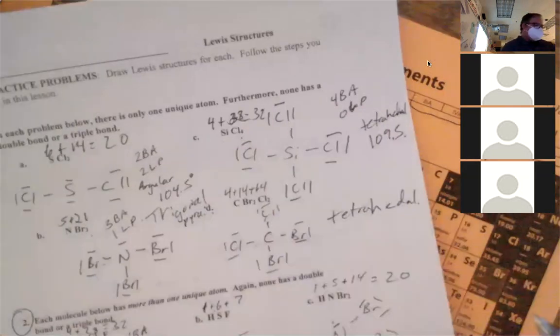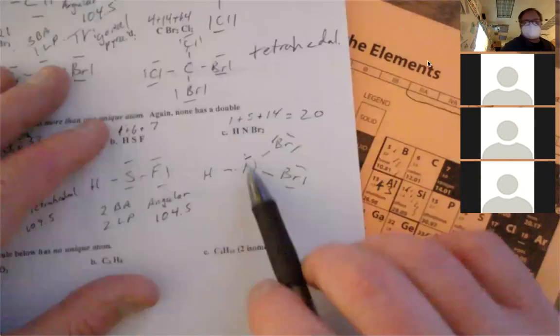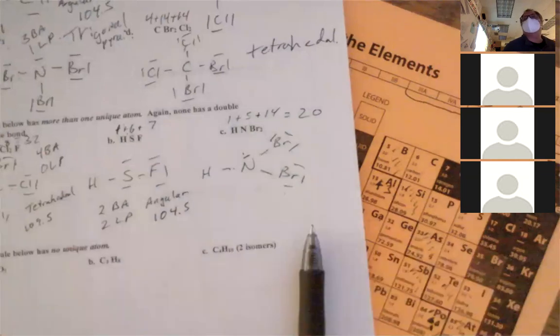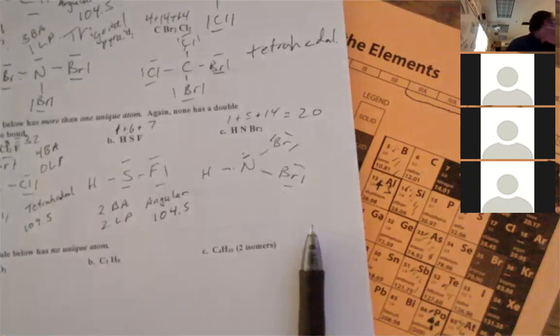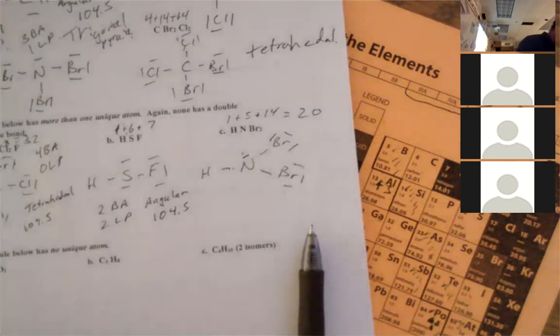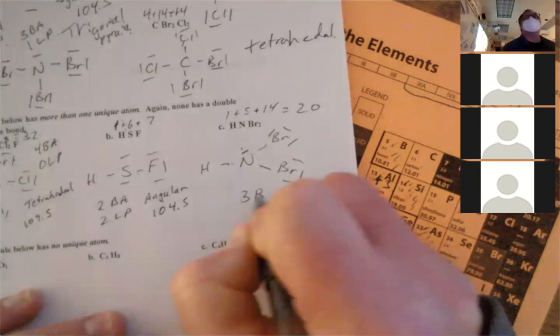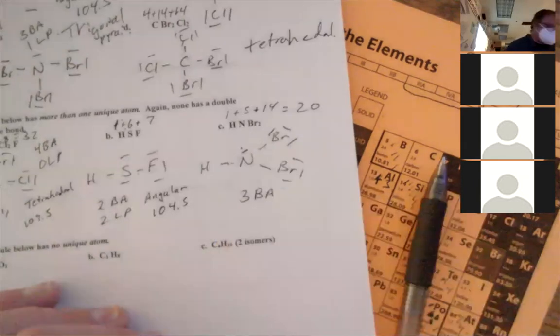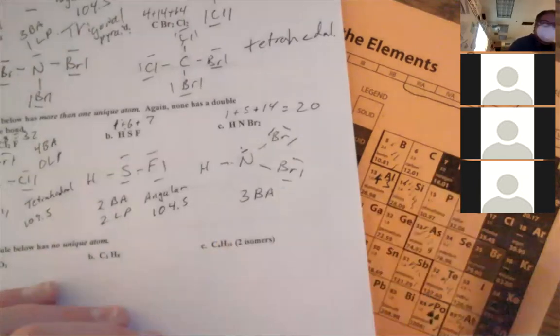Good, good. Last but not least, how many bonded atoms on the nitrogen? Louder, Ka? How many bonded atoms on the nitrogen? 3, good. And how many lone pairs? Try again. Just one lone pair right here, this guy. That's a lone pair.